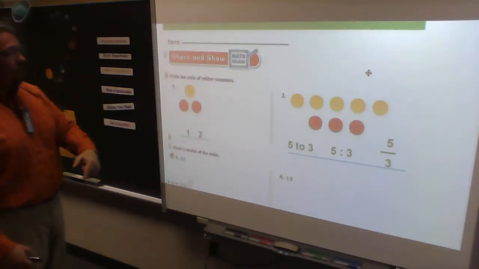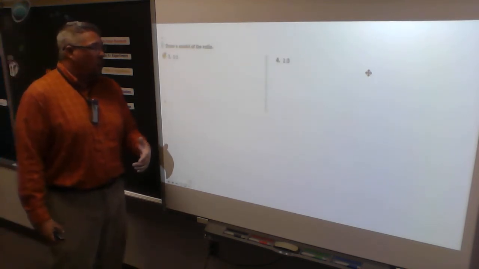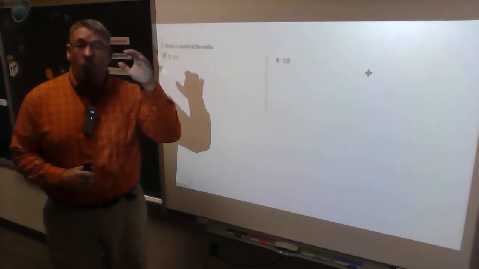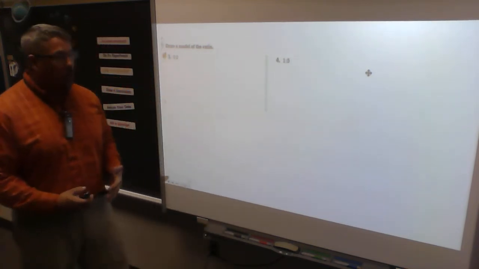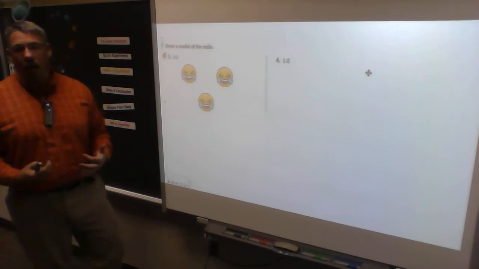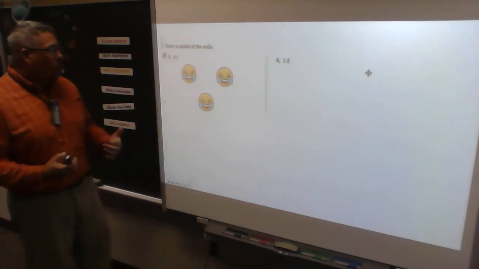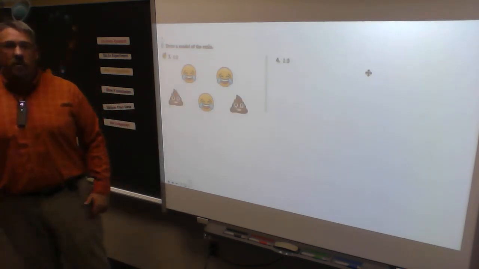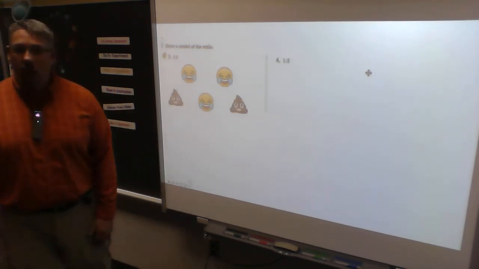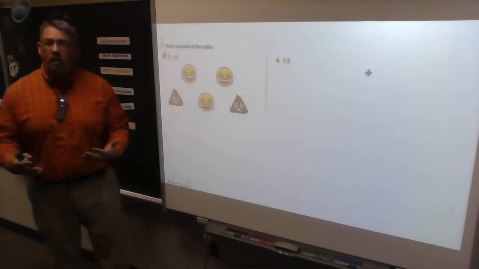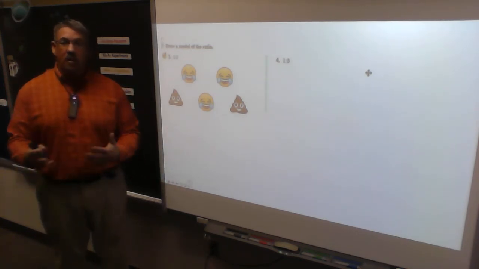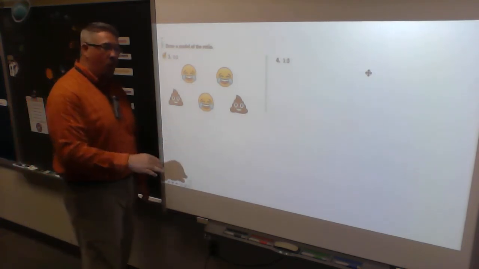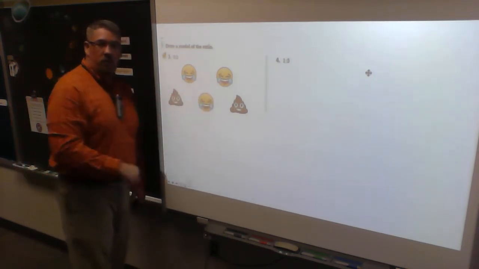Now, on 3 and 4 then, it says to draw a model of the ratio. So, I'm thinking about Wednesday's field trip that we're going to go on. When we go to the poop plant, there's a lot of laughing by adults going on. Why? Because you're looking at poop and some of your faces get rather disgusted. Okay? So we can use emojis, we can use shapes, we can use whatever we want, we can use letters. It's completely up to you, as long as you're showing me a ratio of 3 things to 2 things.